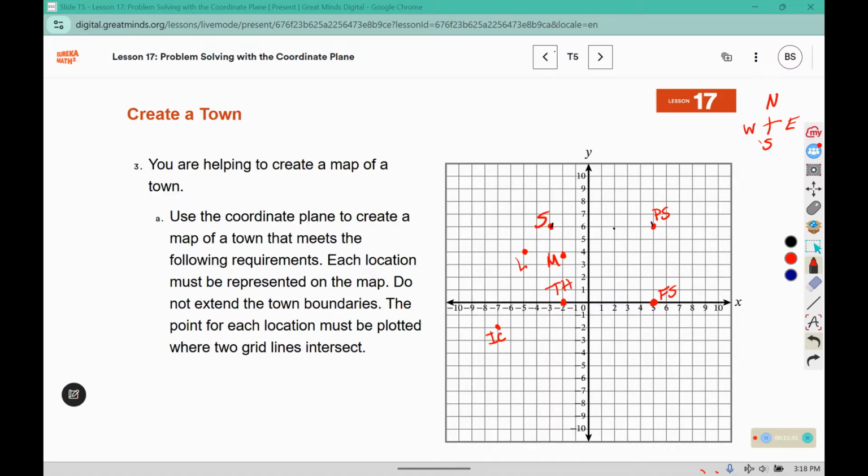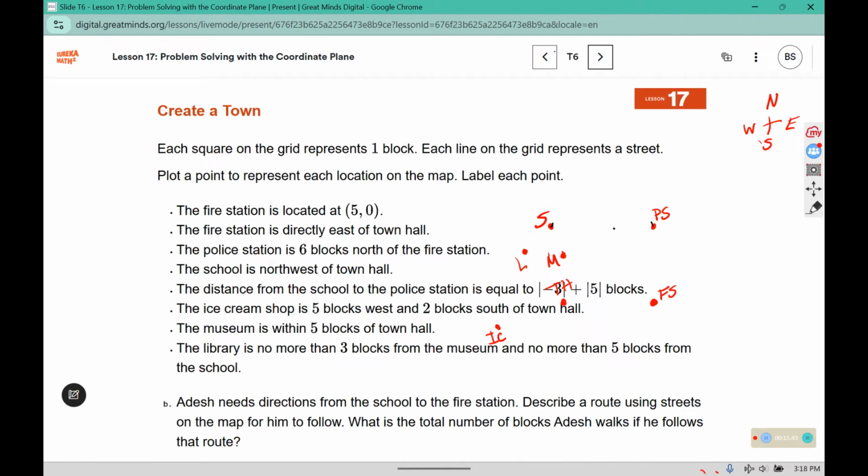Now there's several other positions you can place these to still make sure they're satisfying all of those requirements. B. Adesh needs directions from the school to the fire station. Describe a route using streets on the map for him to follow. What is the total number of blocks he walks if he follows that route?